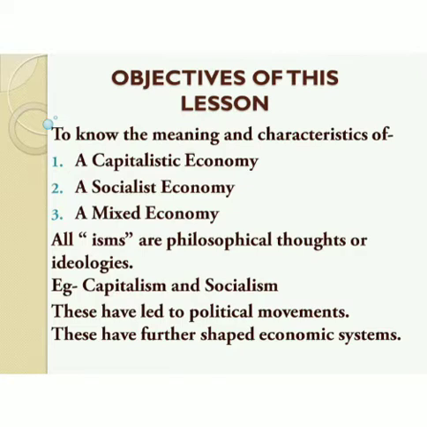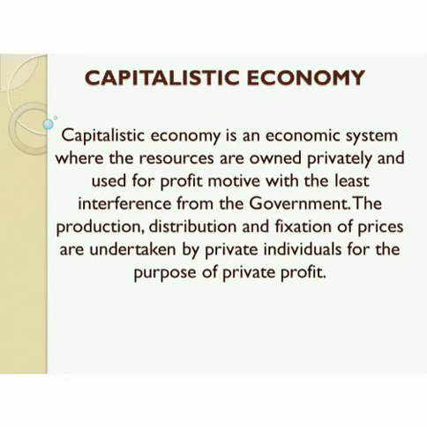So let us move over to our lesson. Let us look at the first type of economy, which is known as a capitalistic economy. A capitalistic economy is an economic system where the resources are owned privately and used for profit motive, and there is least interference from the government. The production, distribution, and fixation of prices are undertaken by private individuals for the purpose of private profit.